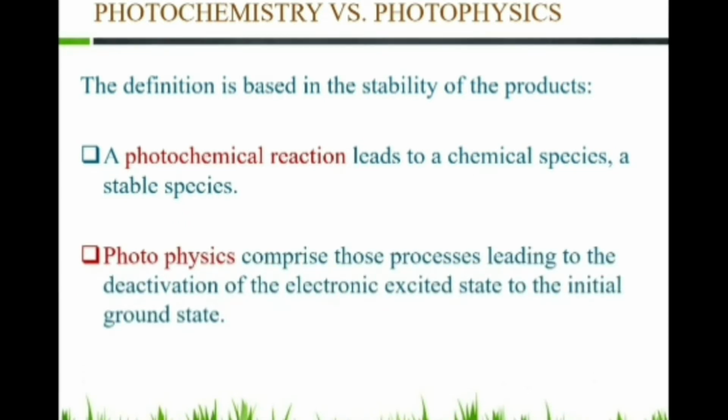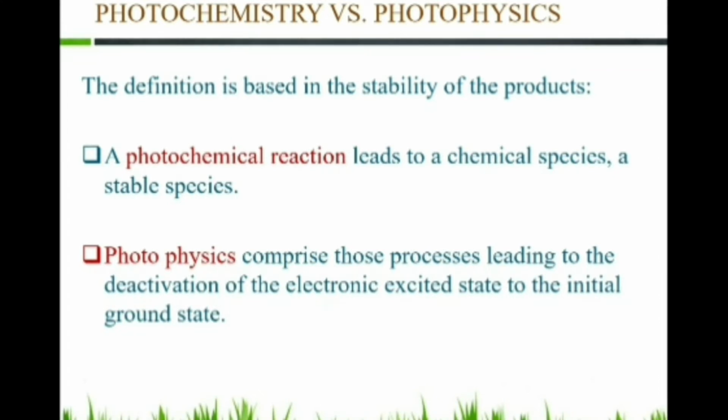In a photochemical reaction you could expect a chemical change. Photophysics comprises those processes leading to the deactivation of the electronic excited state to the initial ground state. It is a matter of excitation and de-excitation. That process is called photophysics. And we are supposed to learn 4 laws in photochemistry: 2 laws about the absorption of light and 2 laws about the primary process. We are going to learn them soon.